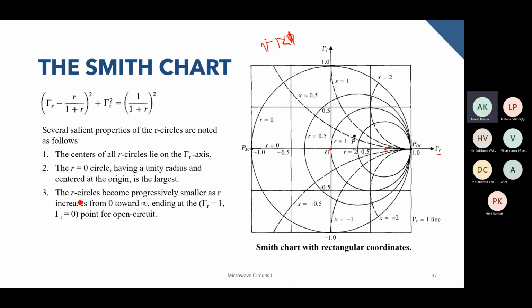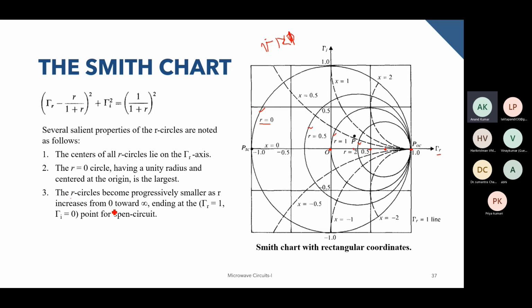Now, again, the R circles become progressively smaller, as you can notice. For example, for R equal to 0, this is the largest circle. And now R equal to 0.5, this becomes smaller. R equal to 1 becomes even smaller. R equal to 2 becomes even smaller. And for R equal to infinite, it will be just this particular point over here.